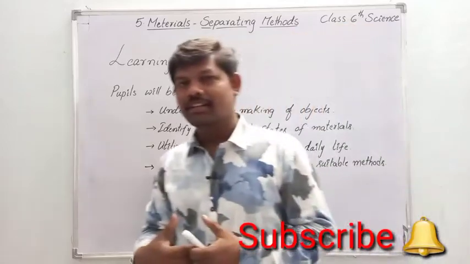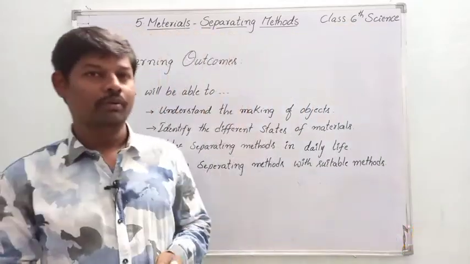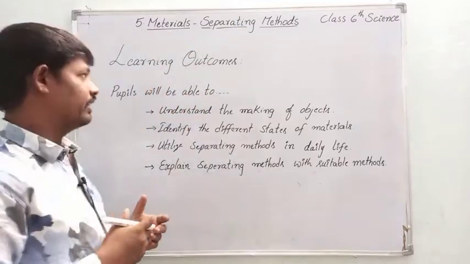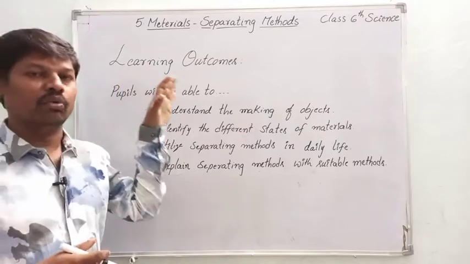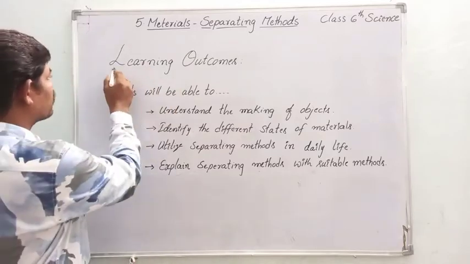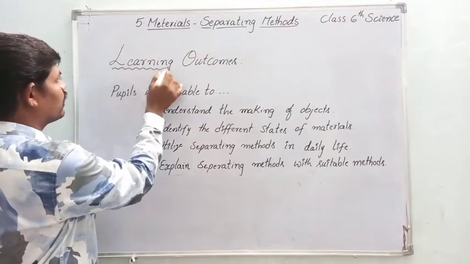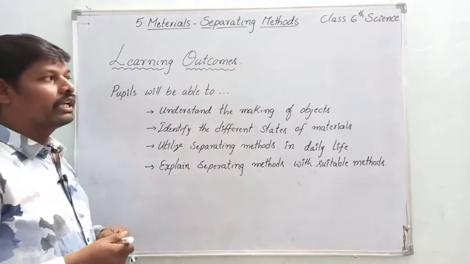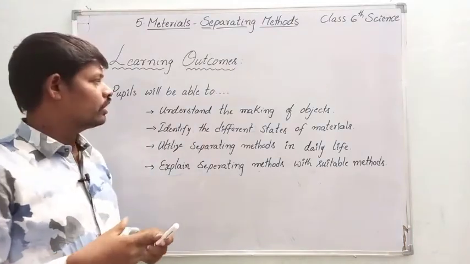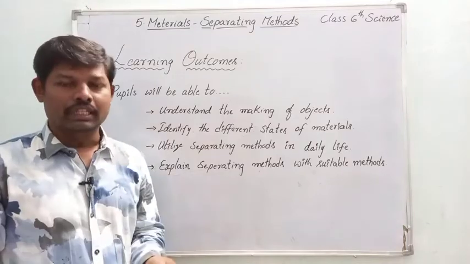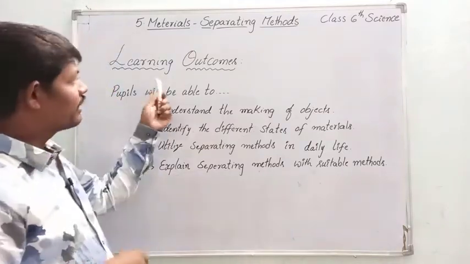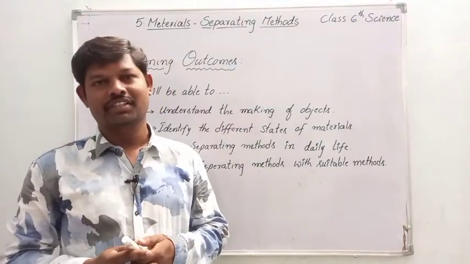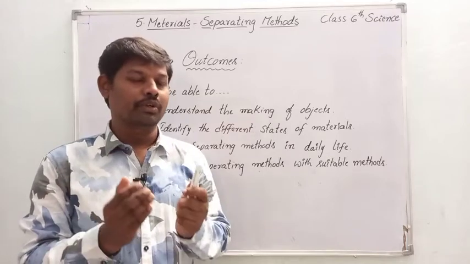So in this lesson, what are we going to learn? That is the learning outcomes. What are the learning outcomes? That means what aspects we will understand and what things we are going to learn in this class. After completing the lesson, you will get some knowledge. So what knowledge will you get?